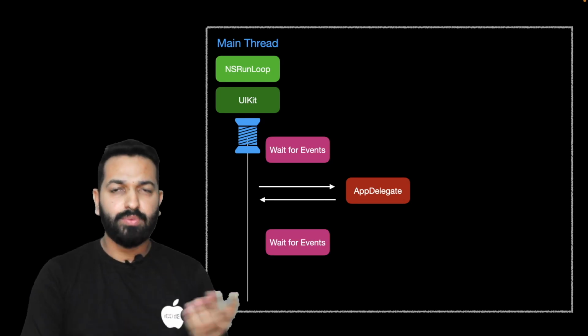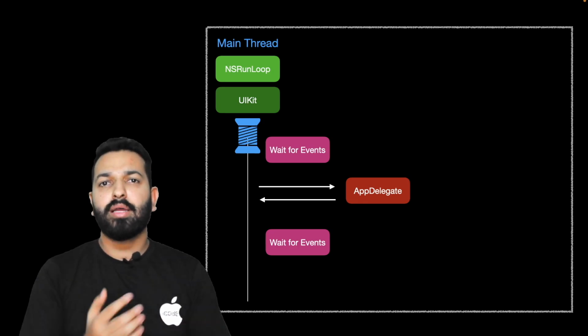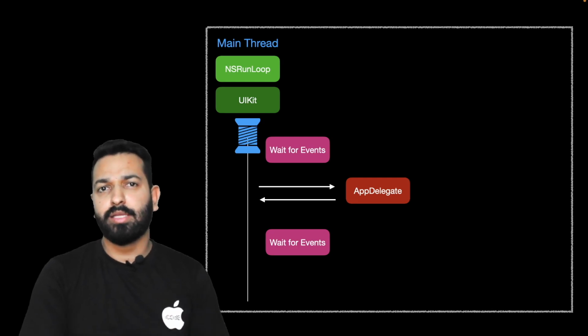We start receiving the events. The main thread basically waits for the events, waits for user interaction, so that the other parts of the application can be executed and the application can run the way it is supposed to.